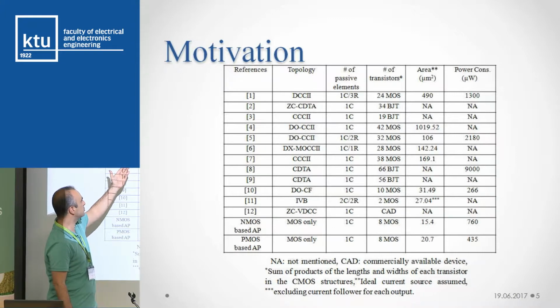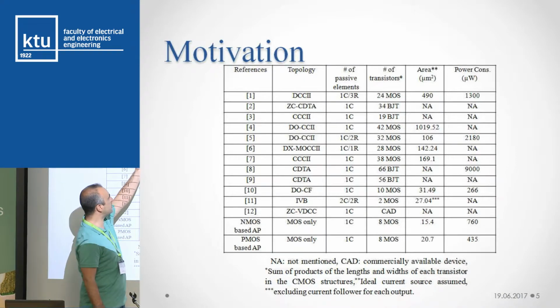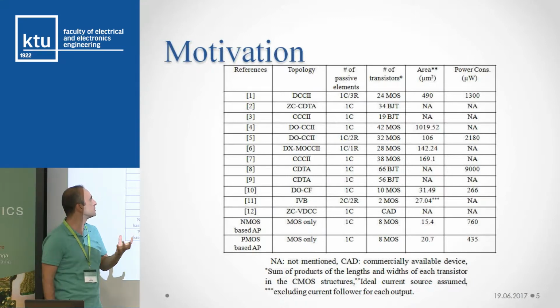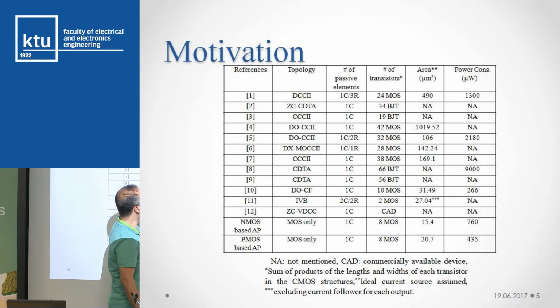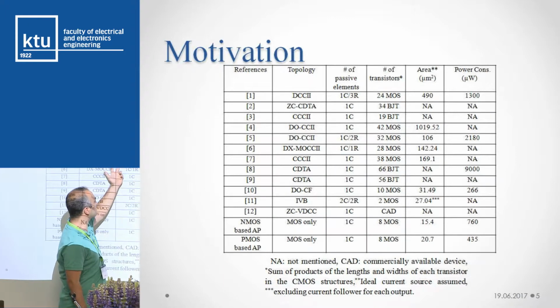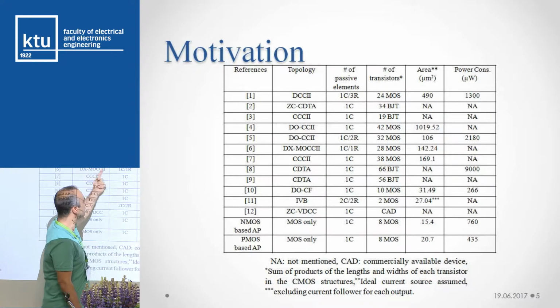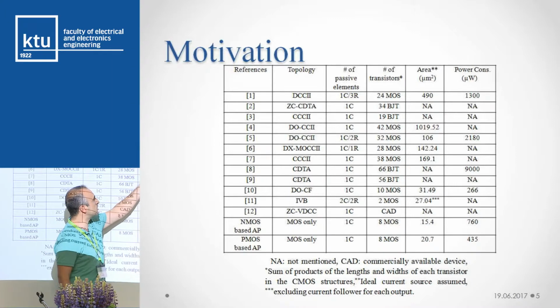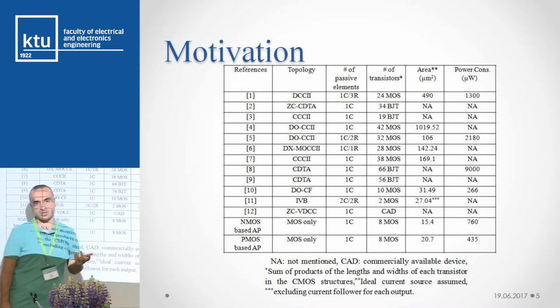For example, current conveyors, current difference transconductance amplifiers, and some active circuits. And these are the number of the passive elements that they use. They use capacitances, 2 resistors, for example, for this one. It includes 32 MOS transistors, and this is the layout area and the power consumption.